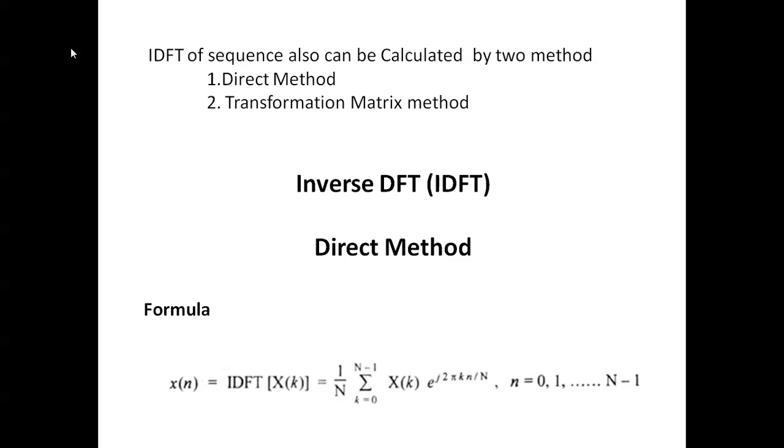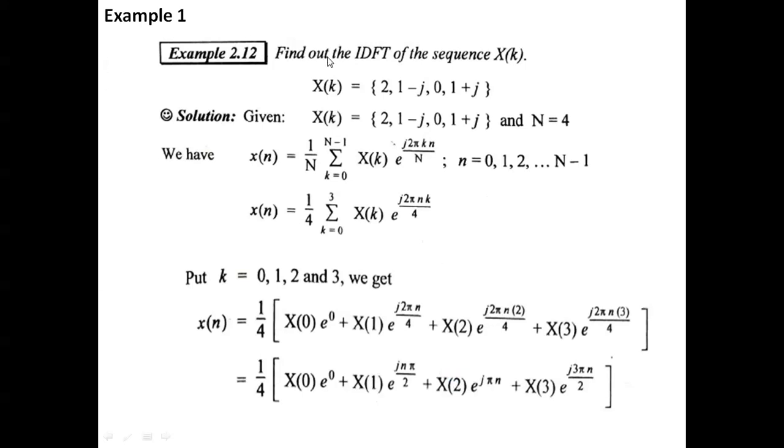So inverse DFT sequence, that's all calculated by the direct method and transformation method. So this is the formula for inverse DFT. The only difference is 1 by N is before the equation, and e power j. Find the inverse DFT of the given X of k. So this is an example.